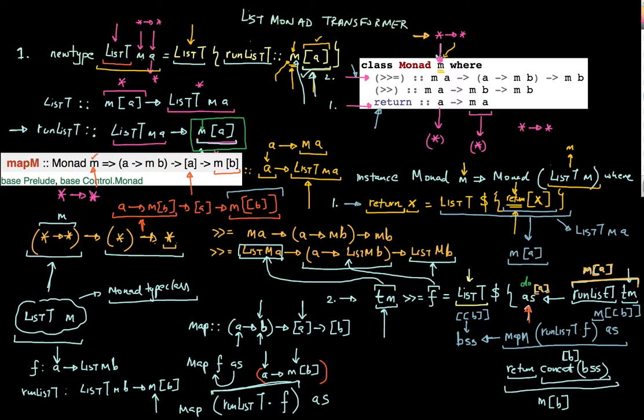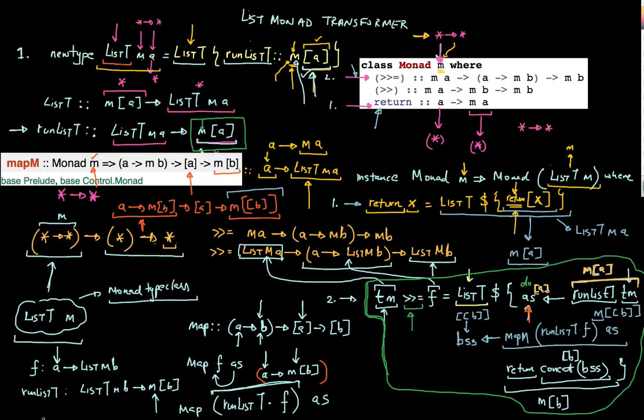Okay, and finally I can just close my parentheses here. And now I've got the actual implementation of my bind method for the list transformer. So this entire piece in the green box is the implementation of the bind method in my list transformer.